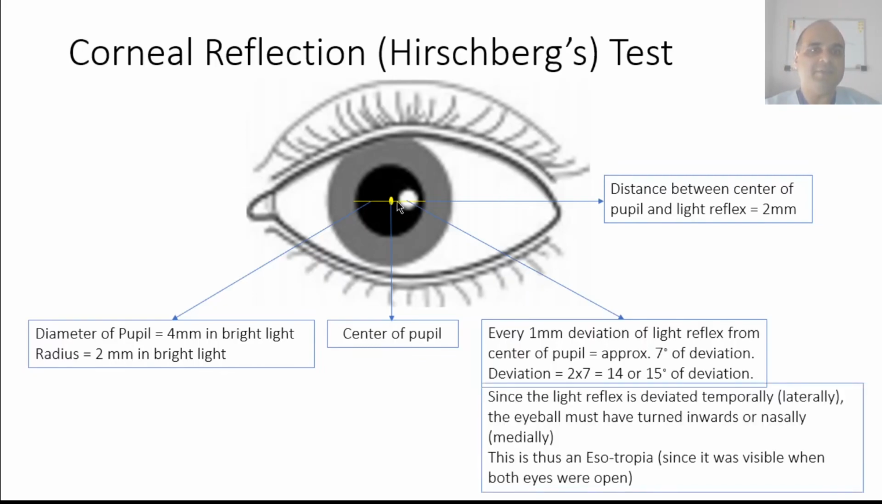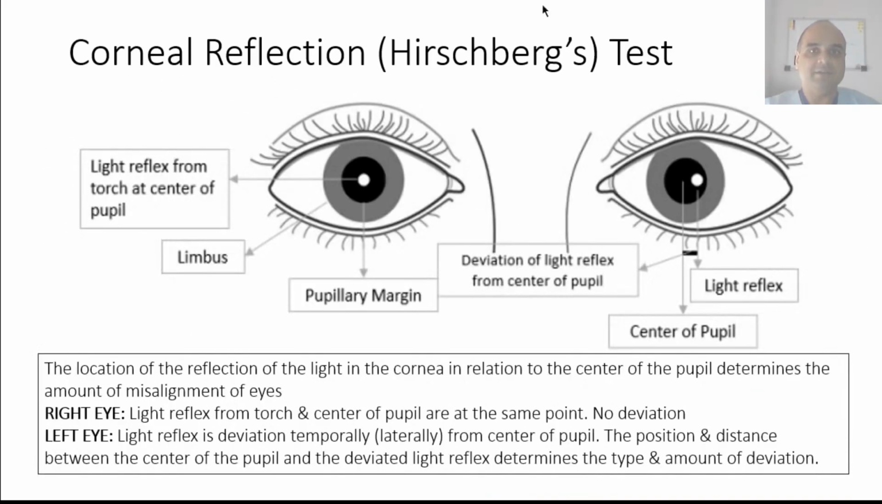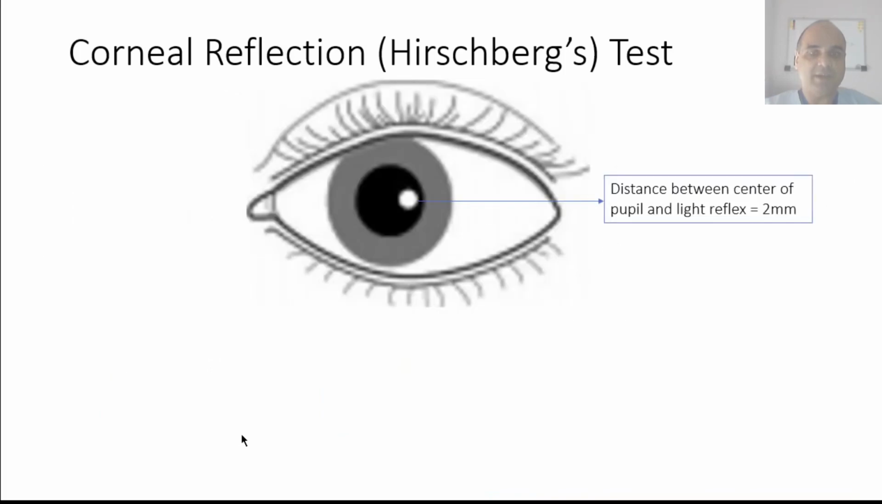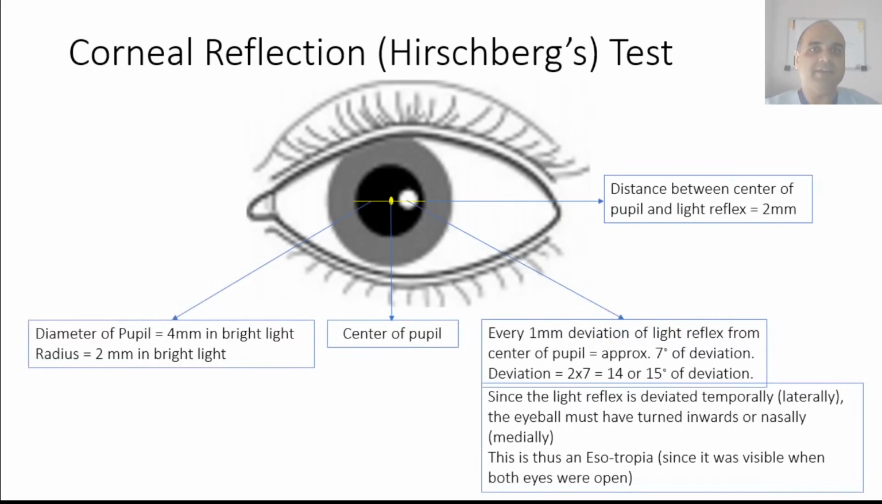And we've already determined that because the light reflex had moved temporally, the eyeball relatively moved inward, and because the squint is defined on the position of the eyeball, this is an esotropia. It's a tropia because we picked up this squint when both eyes were open. Remember our diagram initially? So this is an esotropia of 15 degrees, and the light reflex had deviated temporally by about 2 millimeters.